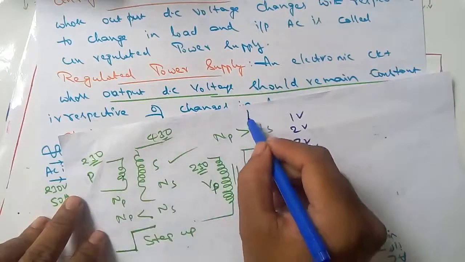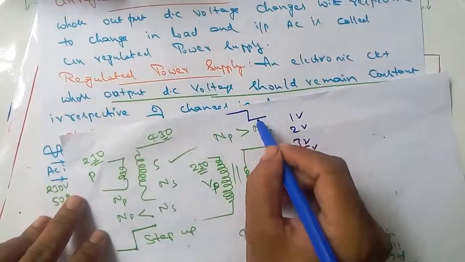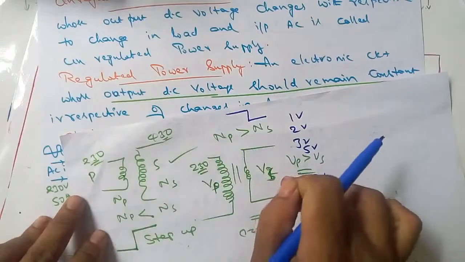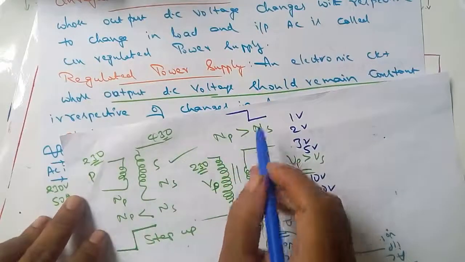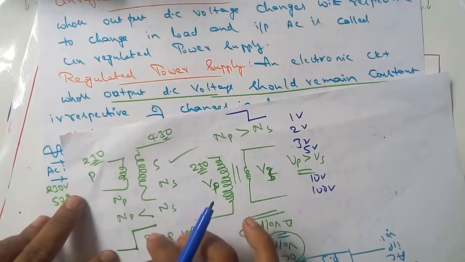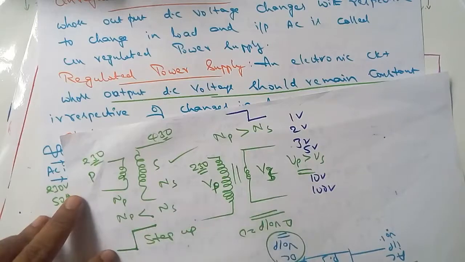This one is called the step down transformer, so that higher voltage is converted into lower voltage. That's why it is step down. And step up means lower voltages are converted into higher voltages. Hence it is called the step up transformer.